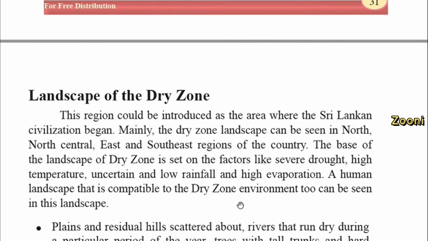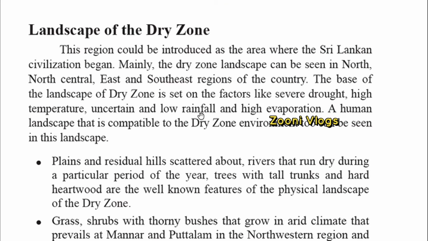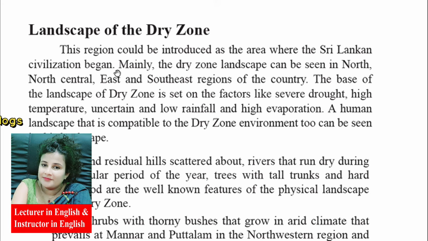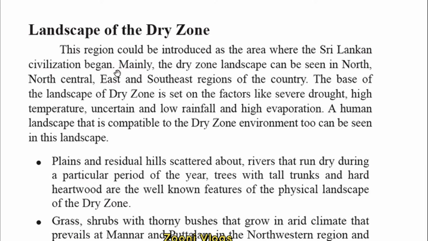Now, the landscape of the dry zone. This region could be introduced as the area where the Sri Lankan civilization began. Now we came to the dry zone. Think about the dry zone as not like the hill country, because dry means we can feel high temperature and evaporation is very high. Not like the hill country, there won't be any cool climate in the dry zone. Maybe we can see some specific plants in the dry zone. So just close your eyes and go to the dry zone.